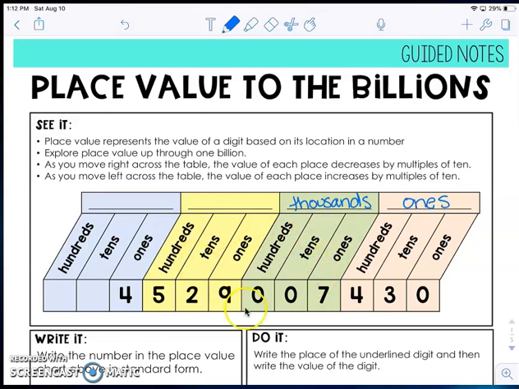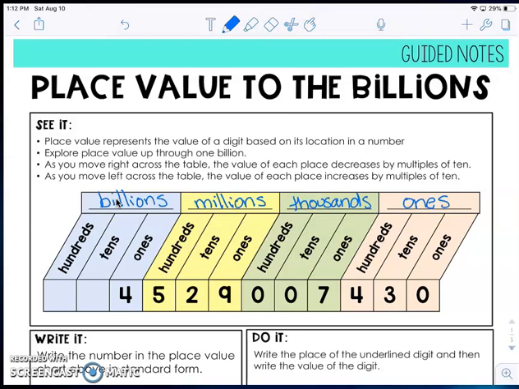Then when we move over to this yellow, we are into the millions. When we look at this 9, now we have 9,007,430. Or if we look over here, we have 500 million. So we have to pay attention to what section we are in when we're dealing with place value. Then when we get over to the blue, this is where we are now in billions.